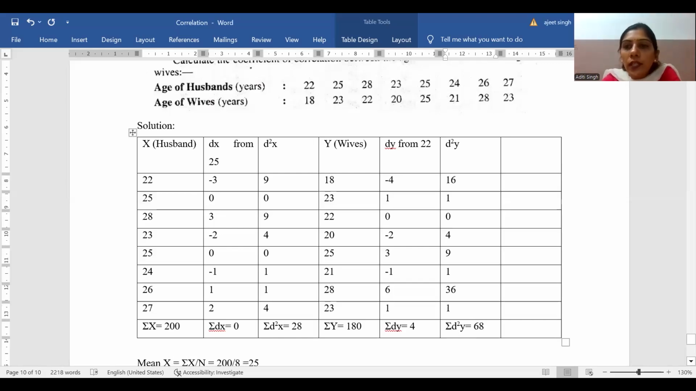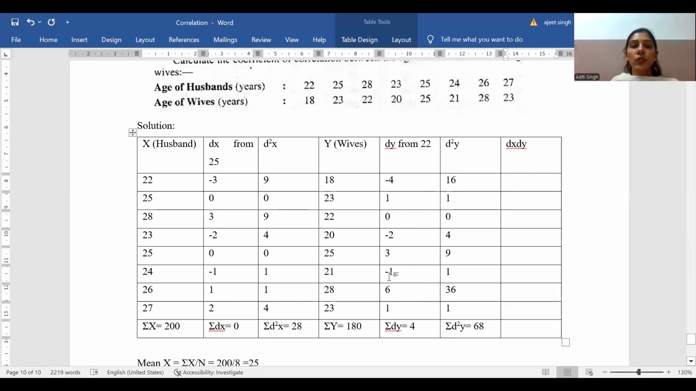Okay. So the last step is to calculate the value of dx and dy. So what we have to do? We have to multiply dx and dy. So let's multiply dx and dy. This is dy, sorry. Dx and dy.